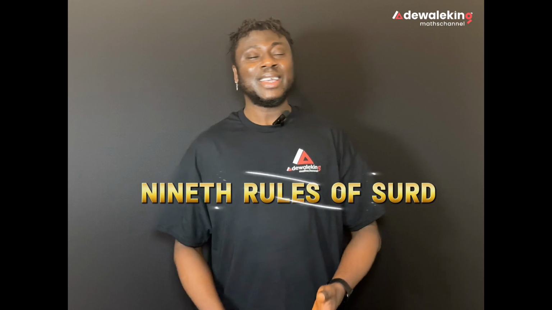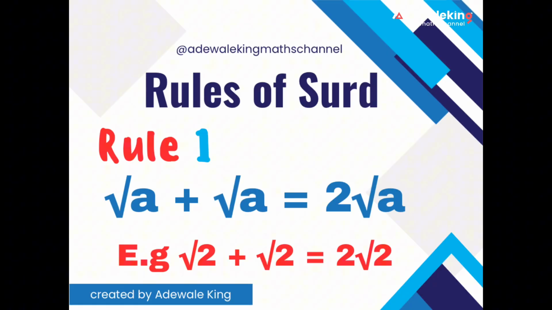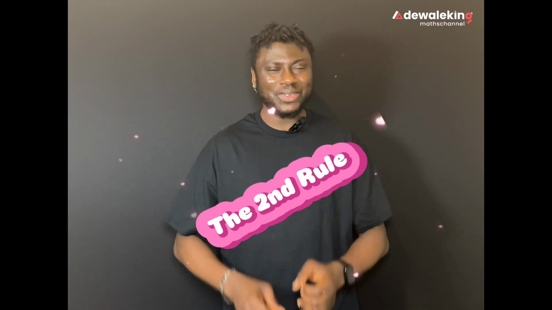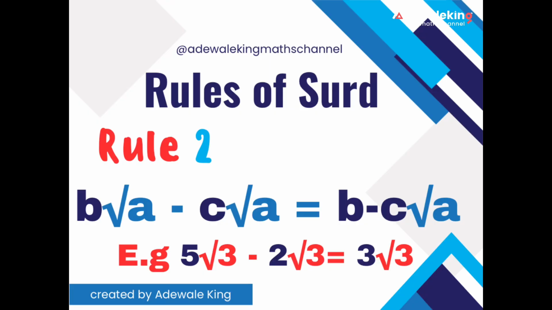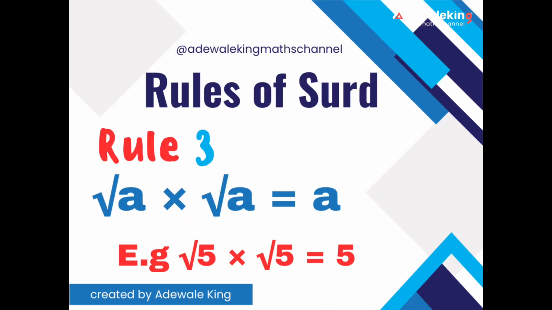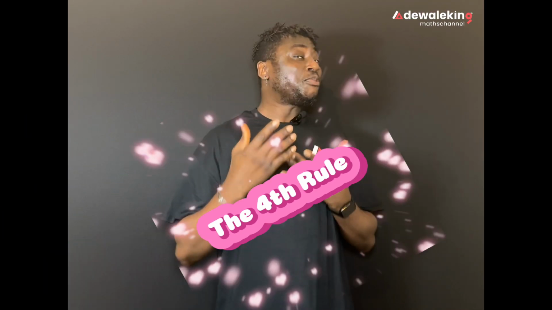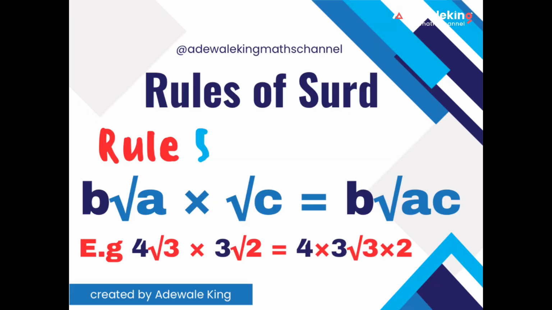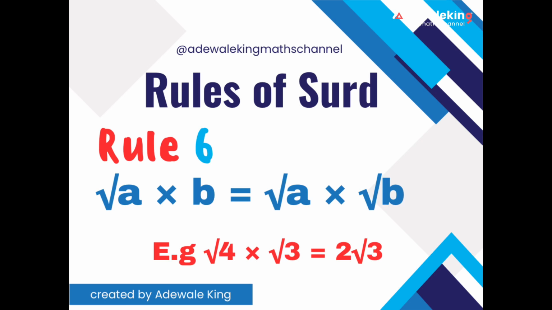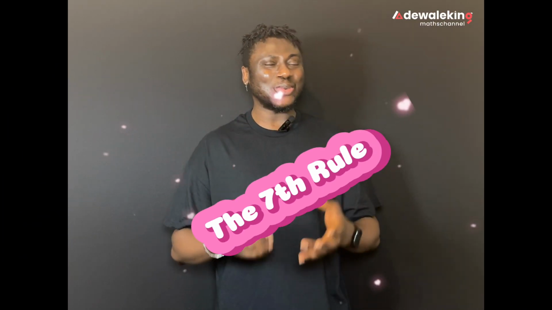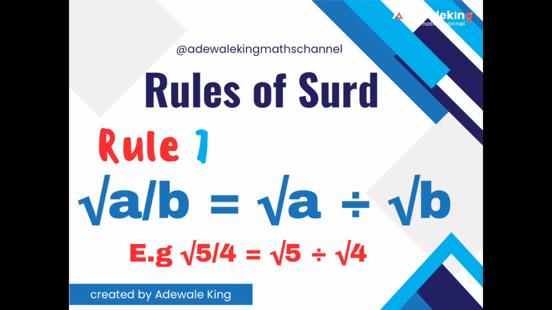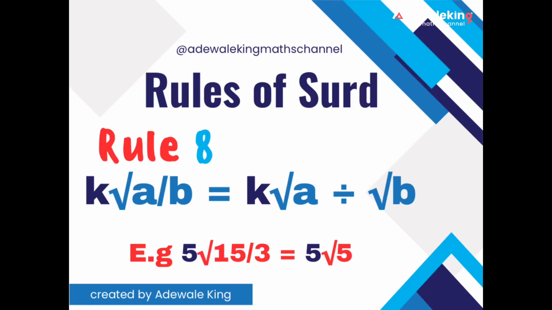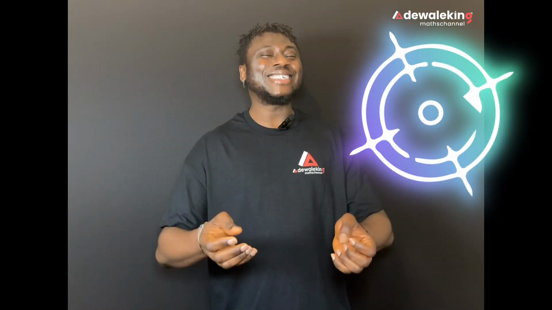Let's quickly run through the 9 rules of SURD. The first rule, the second rule, the third rule, the fourth rule, the fifth rule, the sixth rule, the seventh rule, the eighth rule, and the ninth rule.